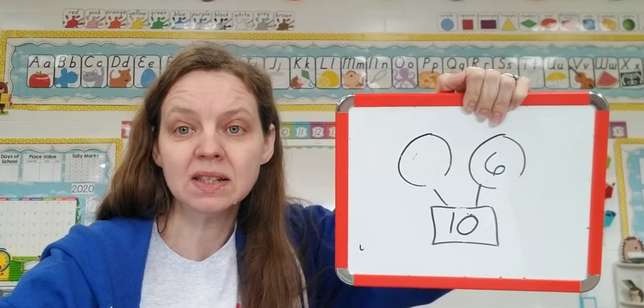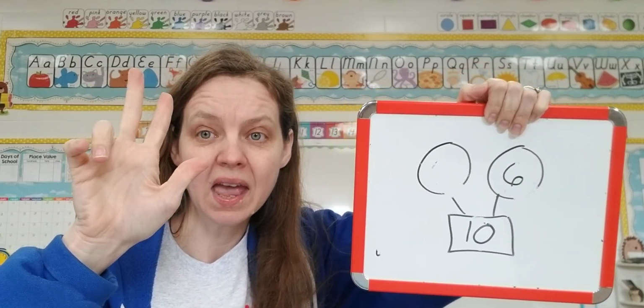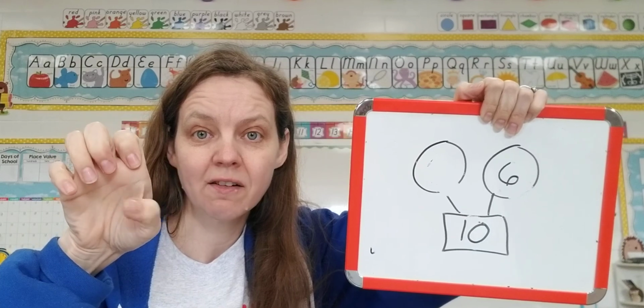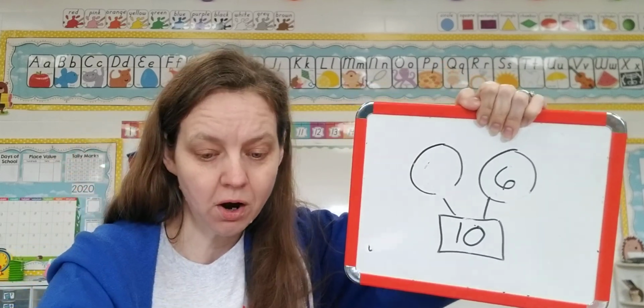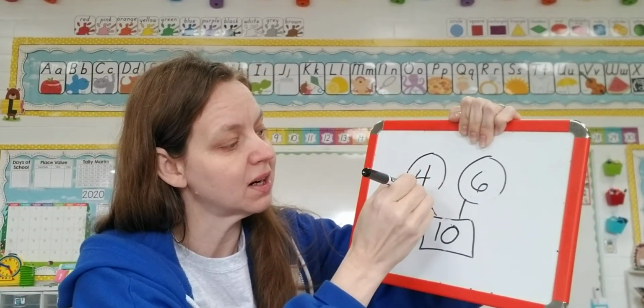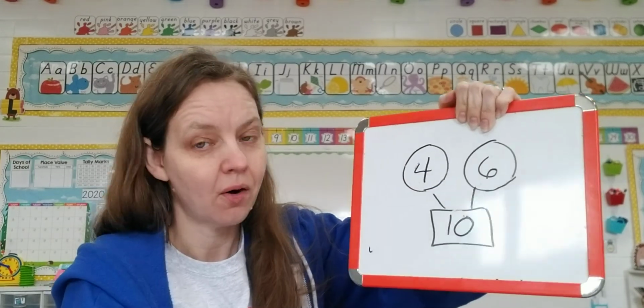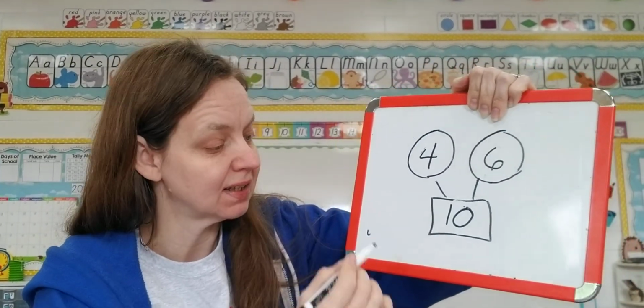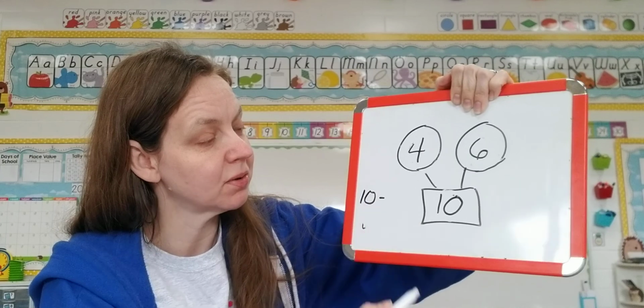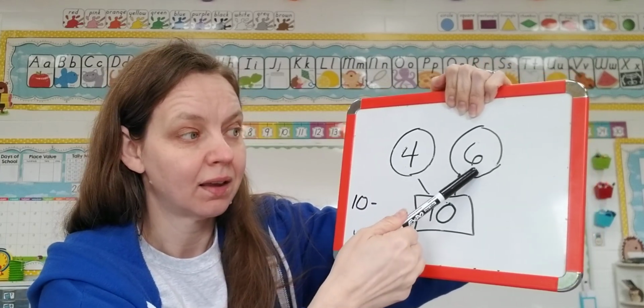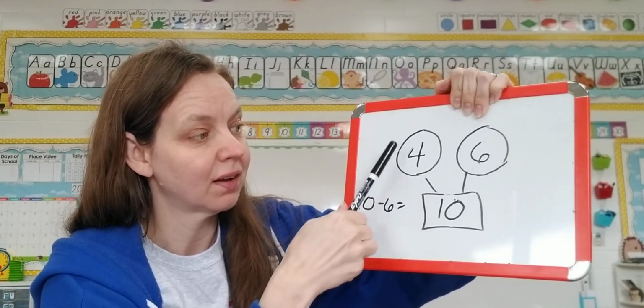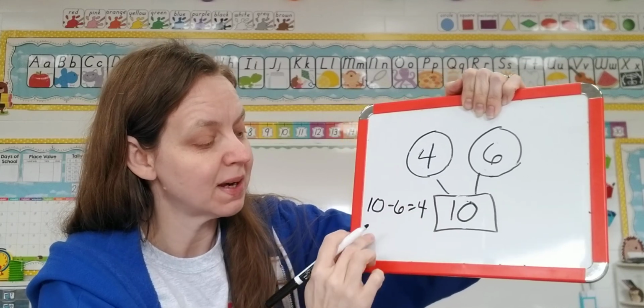Are you ready? 10, 9, 8, 7, 6, 5, 4. 4 would go right there. All right, what's my first subtraction sentence? Remember, I start with the big number. So 10 minus 6 equals 4. What's my second one?